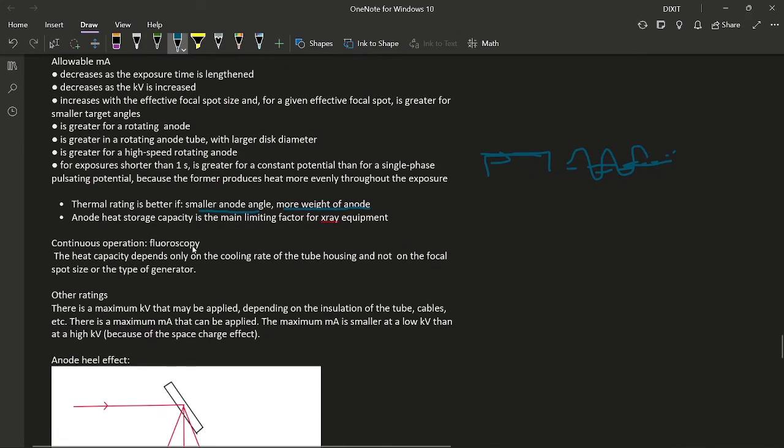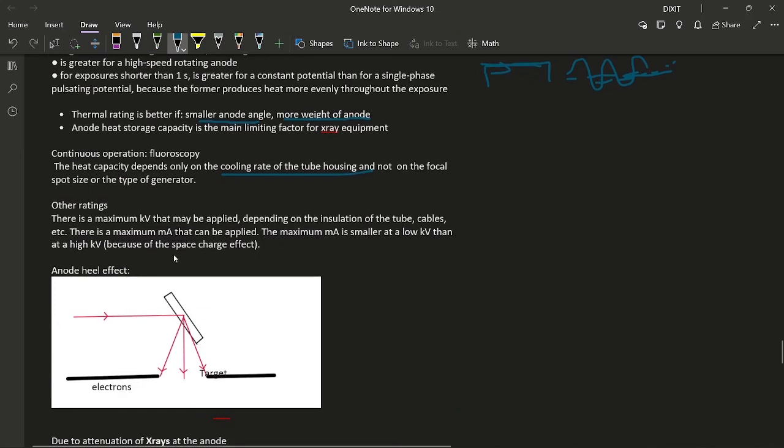Now for continuous systems like fluoroscopy, the heat capacity actually depends only on the cooling rate of the housing and tube, and not on the focal spot size or type of generator. So in fluoroscopy, the heat capacity is not based on the heat production, but it is based on the cooling of the tube.